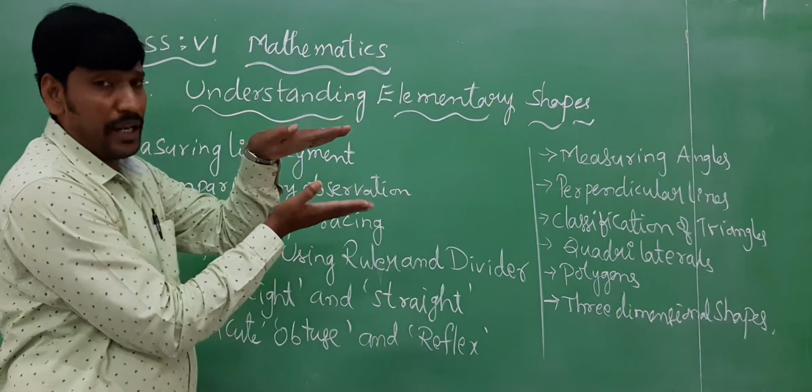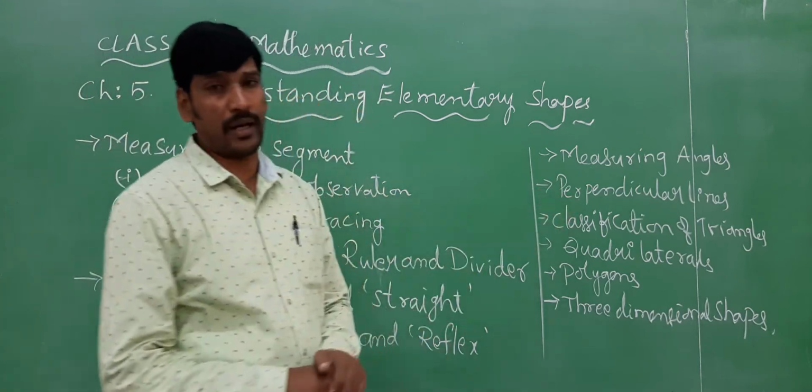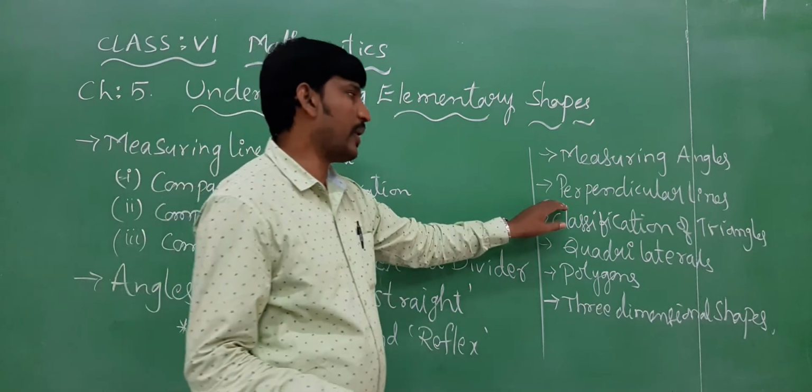Parallel means they never meet anywhere. Okay, then what is meant by perpendicular lines? That we are going to discuss in this chapter.